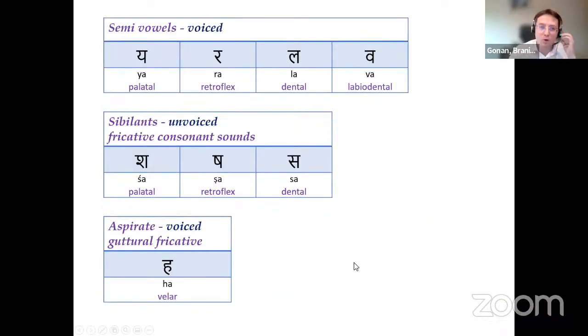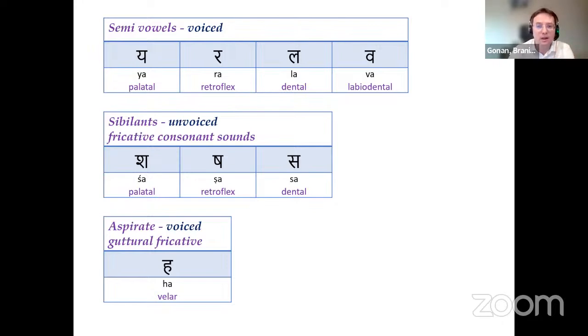Now we go on to explore further. There are semi-vowels, which are not complete vowels. There are ya, ra, la, va, only 4 of them. Ya is palatal, ra is retroflex, la is dental, and va is labiodental. Why is ya palatal? Because of the place of articulation. When we say ya, we are touching the hard palate with our tongue. That's why it is palatal.